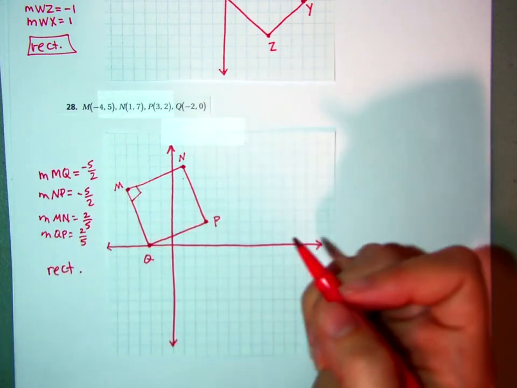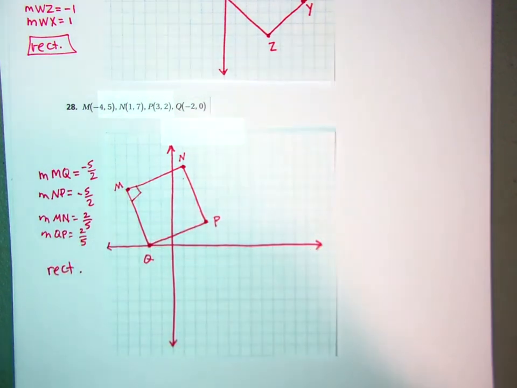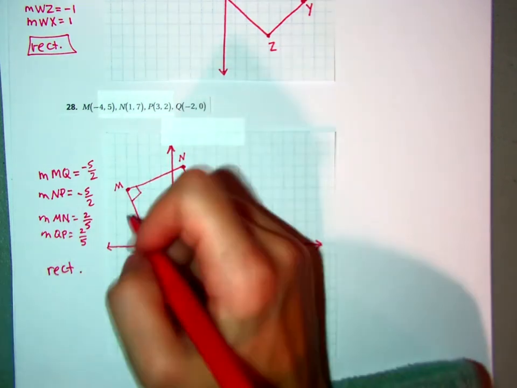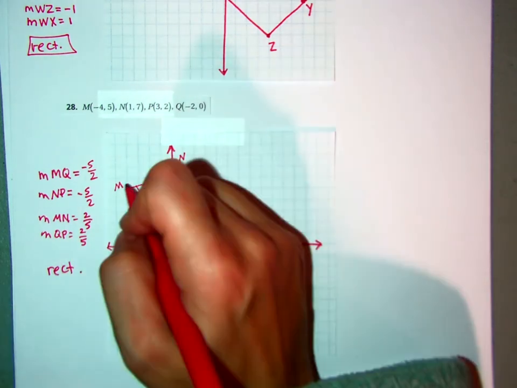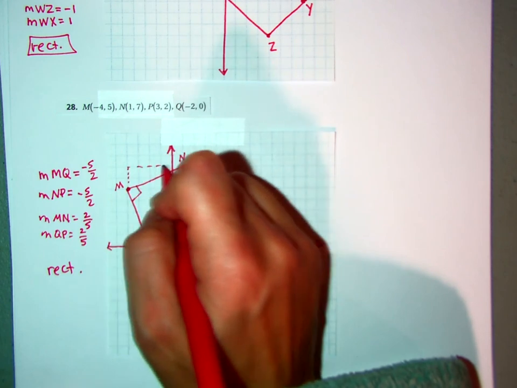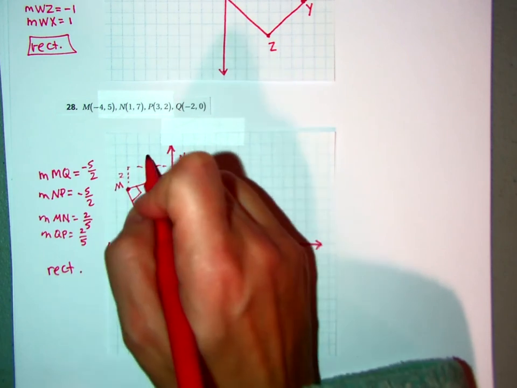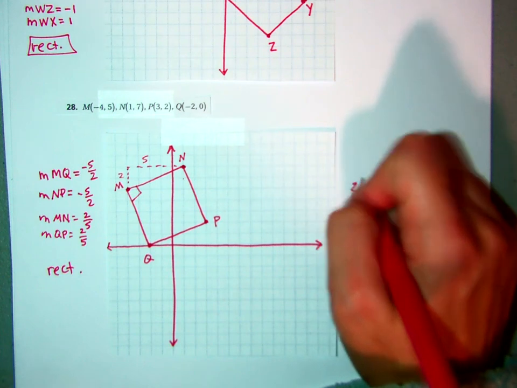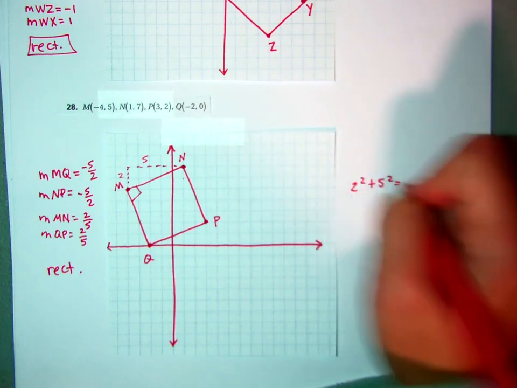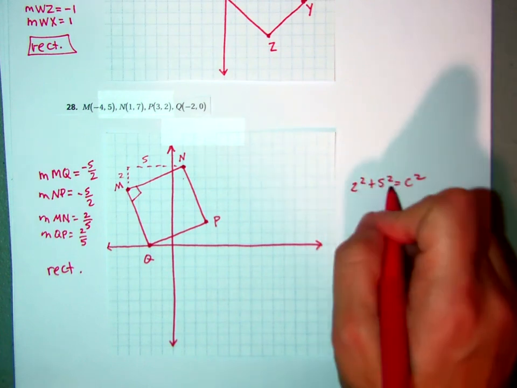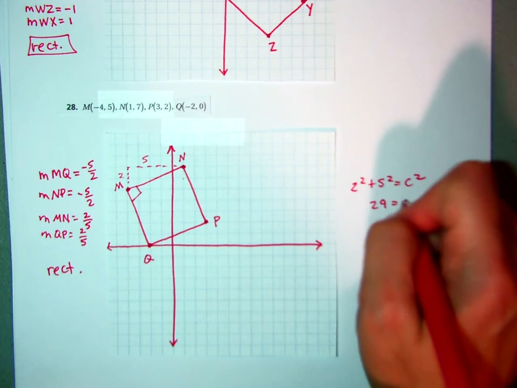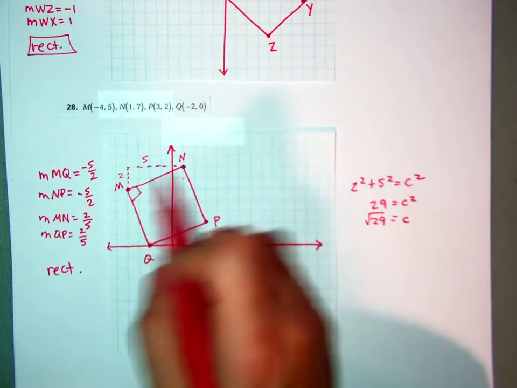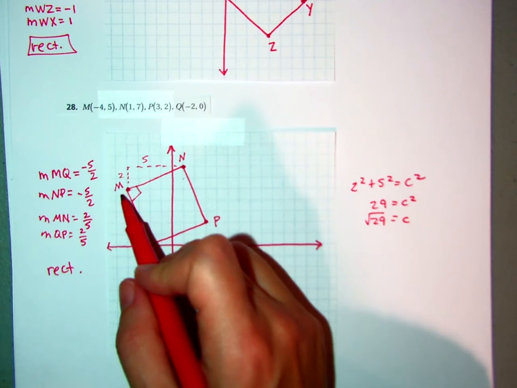Now for this to be a rhombus, we would need all 4 of the sides to be the same length. So let's look at this in terms of the Pythagorean theorem or the distance formula. If I did the Pythagorean theorem, this has a side length of 2, this has a side length of 5. So that would be 2 squared plus 5 squared is equal to c squared. So that's 4 plus 25, so 29 equals c squared. So c is equal to the square root of 29. That means every one of these edges would have to be the square root of 29.